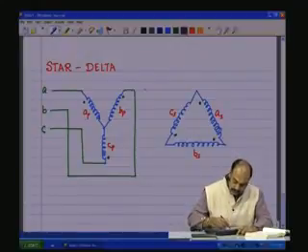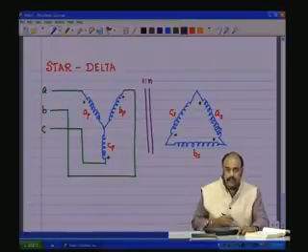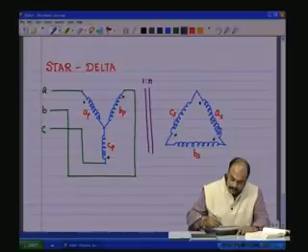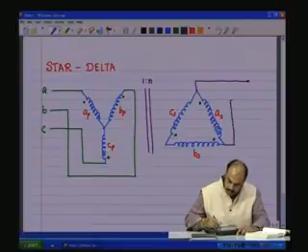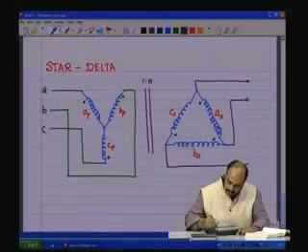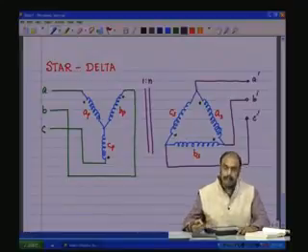Now, there is induction, turns ratio 1:n between the phase coils of the primary and the secondary, and the secondary is connected to a three phase balanced load in this fashion, and we will call that A prime, B prime, C prime.